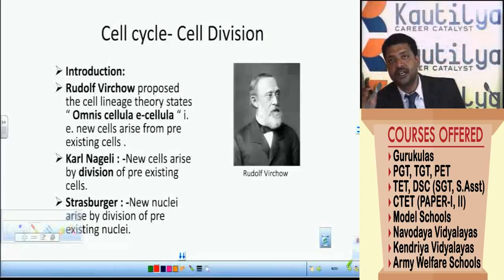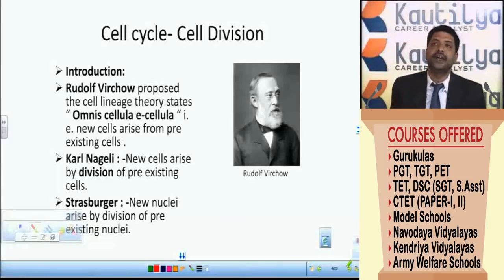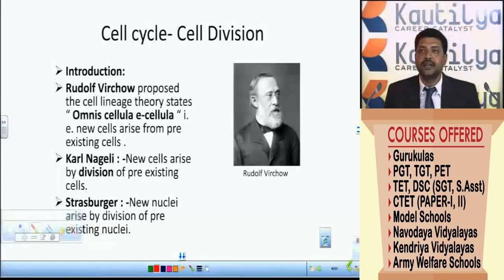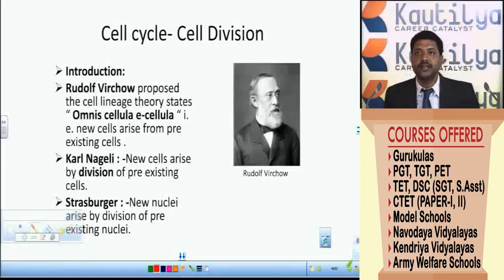According to the cell theory, the cell is the structural unit and the functional unit. The third concept of the cell theory was proposed by Rudolf Virchow, the cell lineage theory or cell inheritance theory: omnis cellula e cellula, that is, all cells are formed from pre-existing cells by division. Carl Nägeli, for the first time, stated that new cells arise from the division of pre-existing cells.